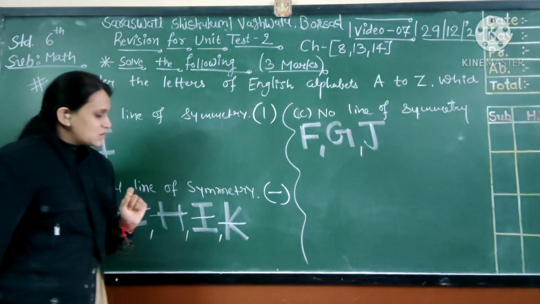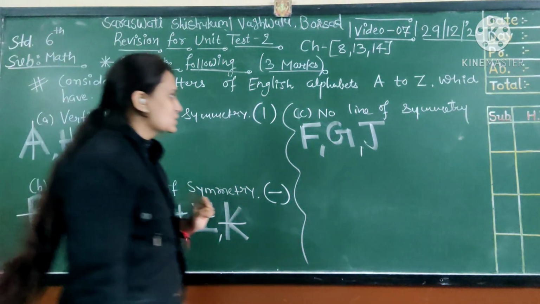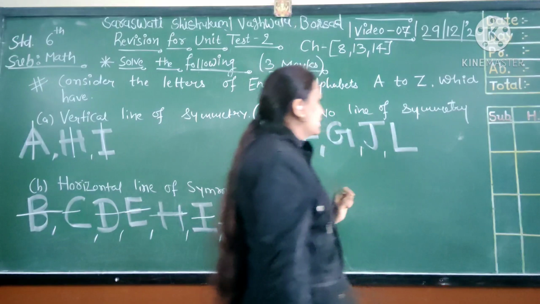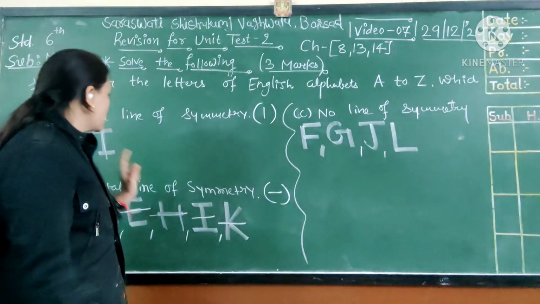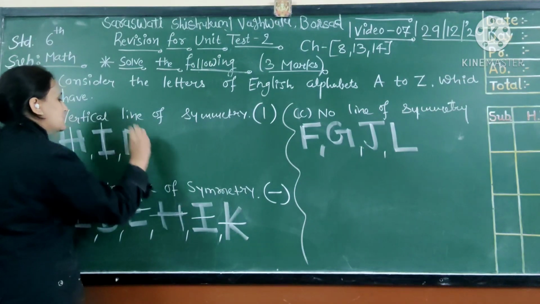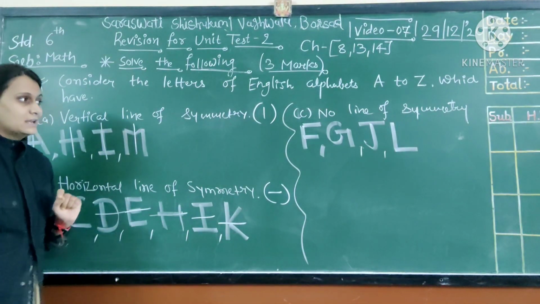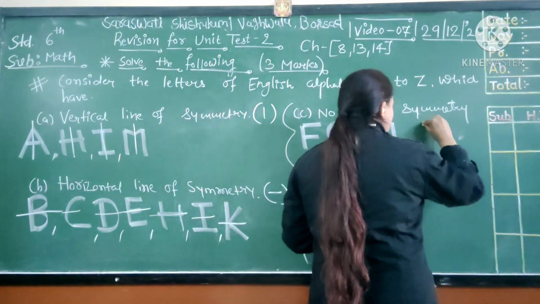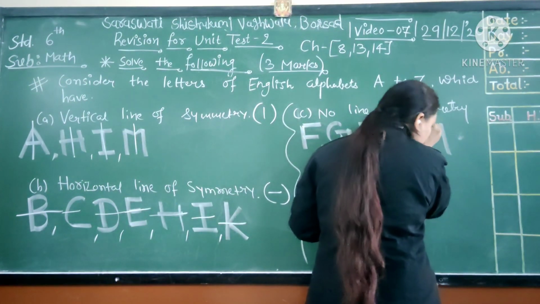Then L. So L has zero line of symmetry. So L will come here, no line of symmetry. Then M. So M has vertical line of symmetry. So M will come here. Okay. Then after M, N has no line of symmetry. So N will come here.